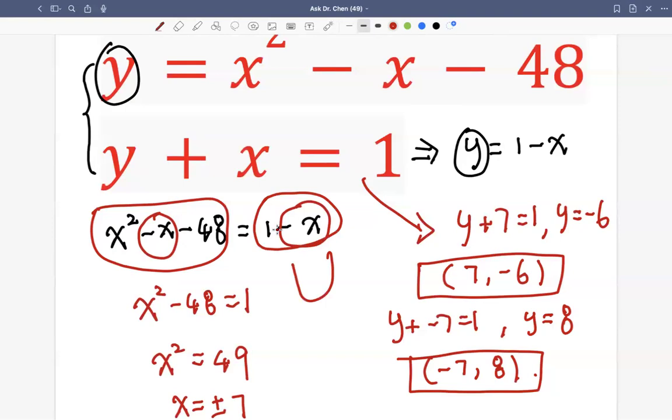It's a straight line. So that means the two solutions mean, if we consider each one as a function, so we have these two graphs. The two solutions mean the intersection of those two graphs. Right, so this one would be negative 7 and 8, and this one would be 7 and negative 6. All right, that's the geometric meaning of those two solutions.